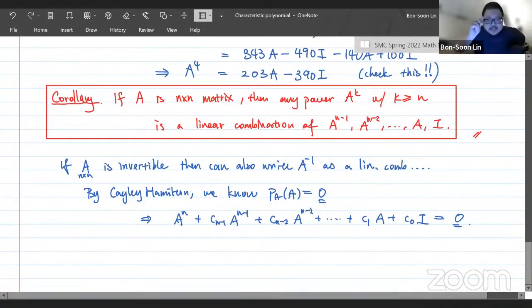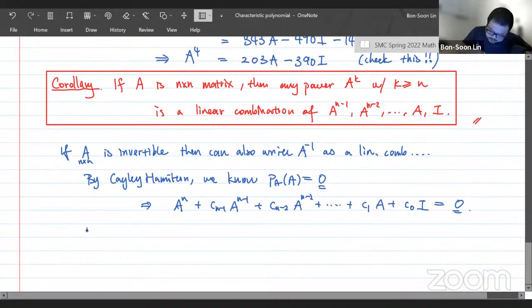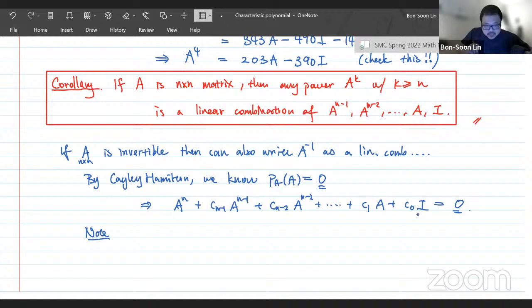Now, there is something important about this C0 number. So what is the C0 number? Well, this is the constant term of the polynomial, right? So we claim that this constant term is going to be not 0 when A is invertible. In fact, we'll see what this constant term is.